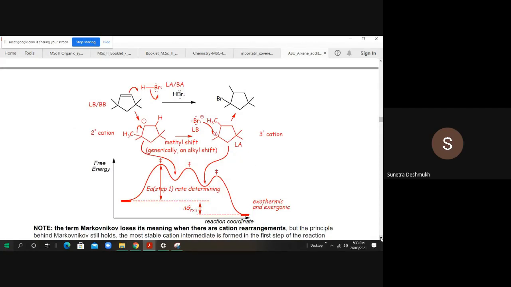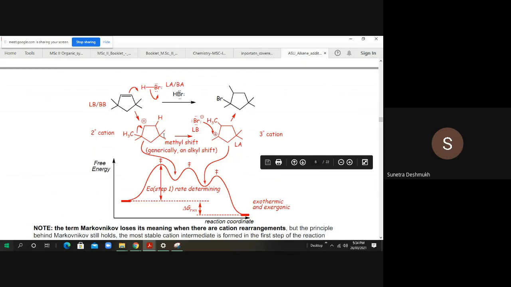Here we will take one more example of how carbocation rearrangement occurs. Again, I have taken one more symmetric olefin. This acts as a Lewis base. This is a symmetric molecule. It again reacts with HBr, a Lewis or Bronsted acid, with formation of a secondary carbocation over here.